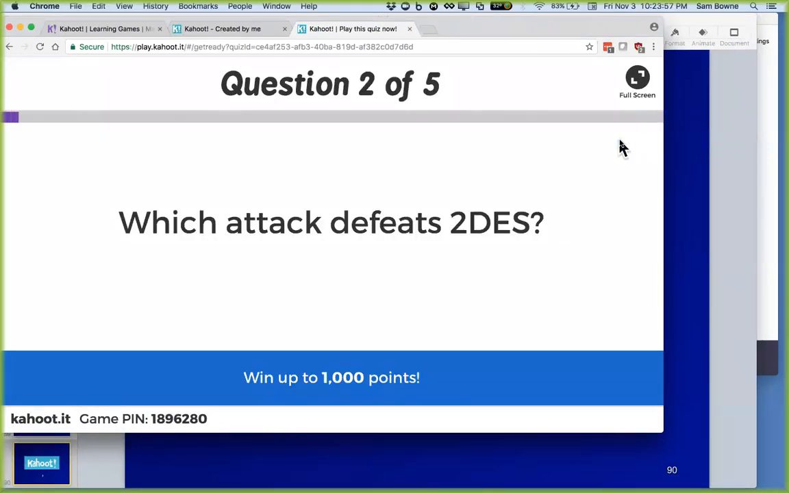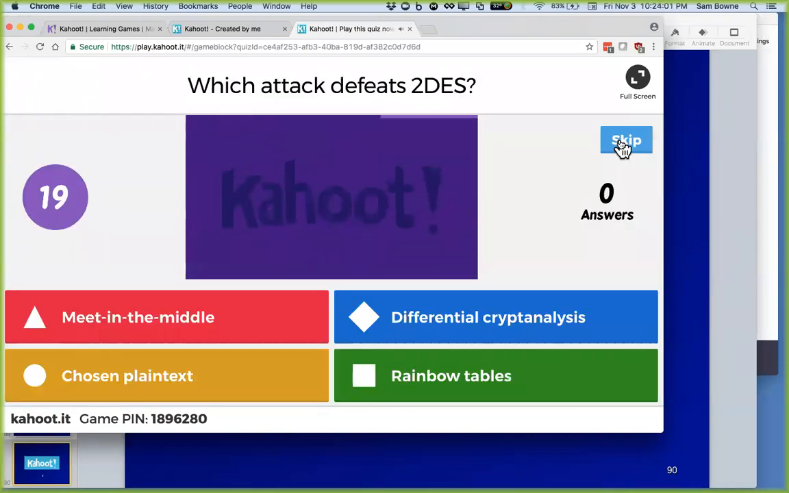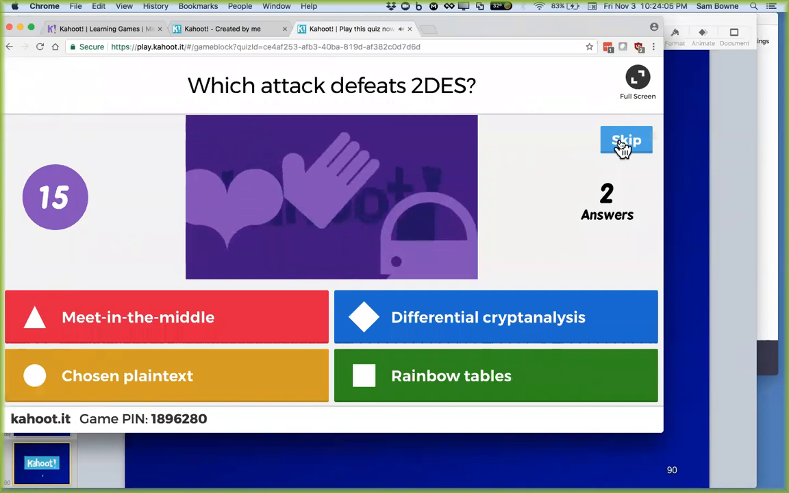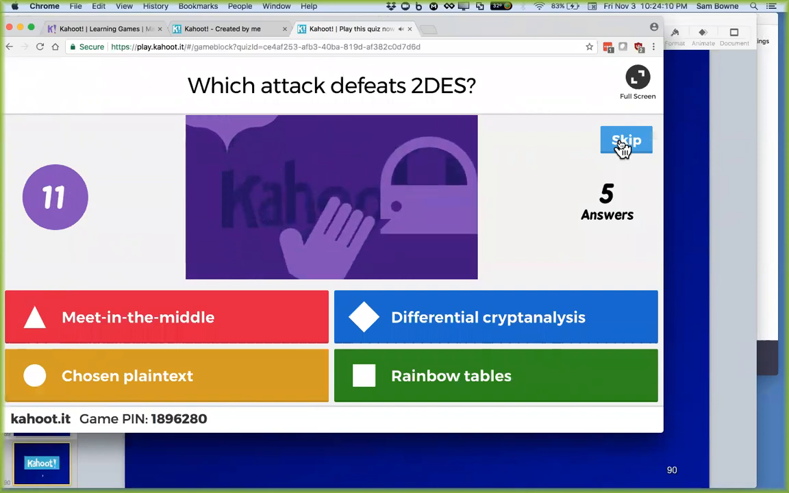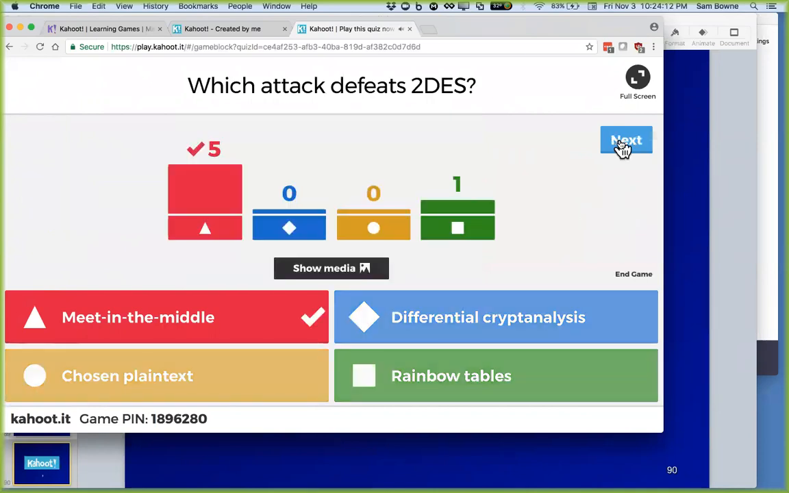All right, what attack defeats 2DES? All right, meet in the middle. It reduces 2DES to 1DES, and that's why 3DES is the system that's actually strong enough to use.